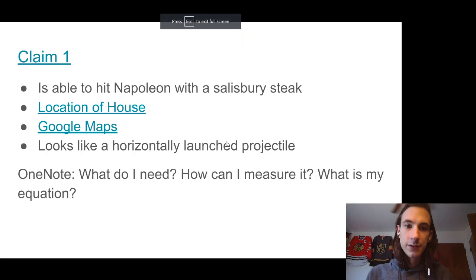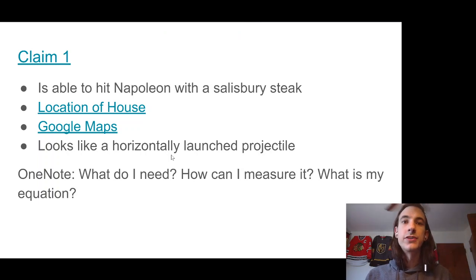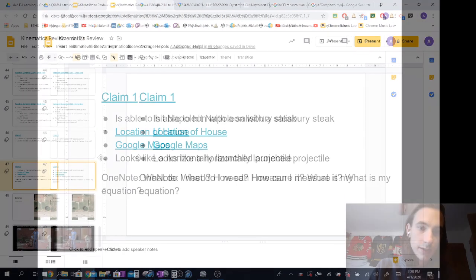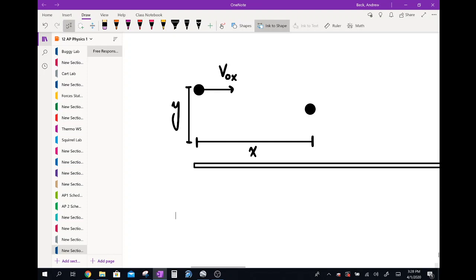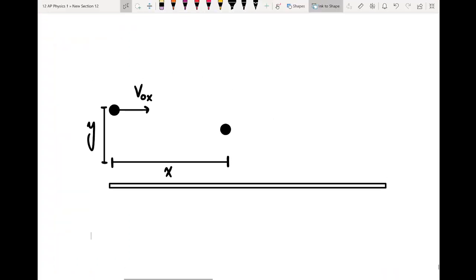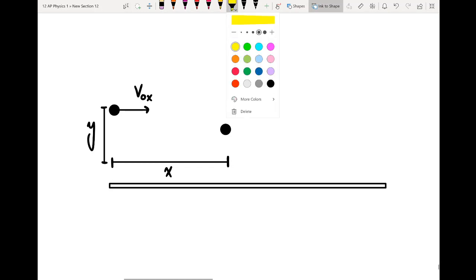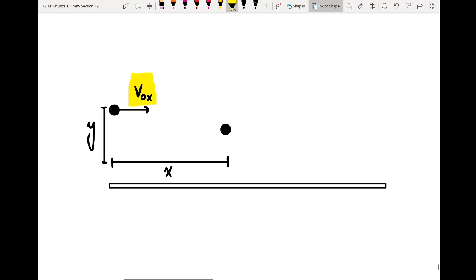The last little thing that we're going to do is assume that this is a horizontally launched projectile. Before I jump in to do any experiment, I want to think about what data is available to me, what data I actually need, and how I can figure these things out. So I'm going to pop over to OneNote. We really want to think about what we need and how we can get it. Our main use of this claim is to figure out v naught in the x direction, the initial velocity that Uncle Rico can throw with. That's going to help us determine if he can make it over those mountains.